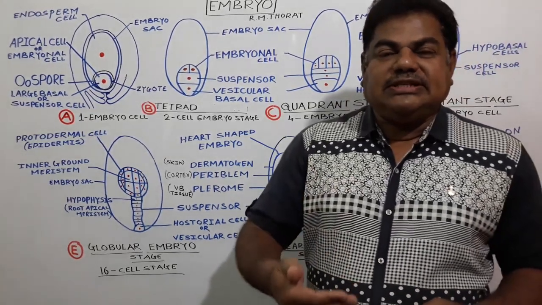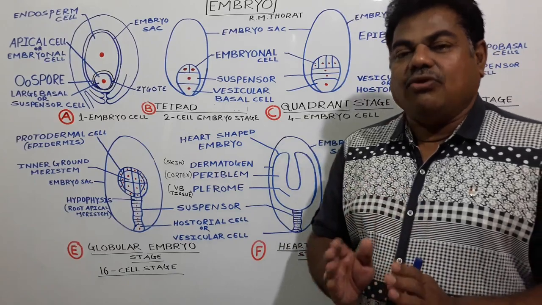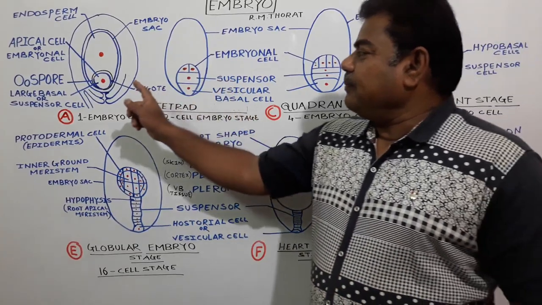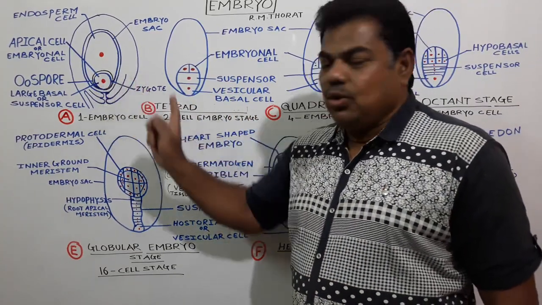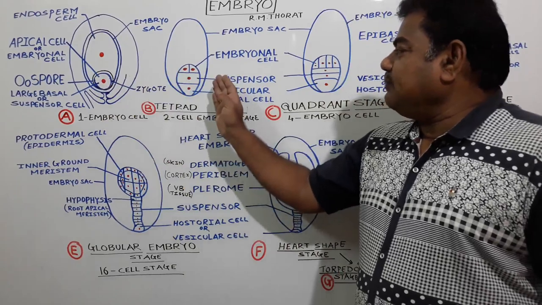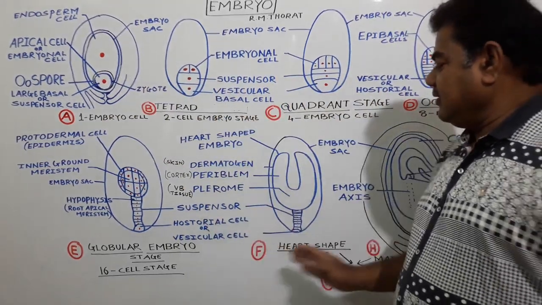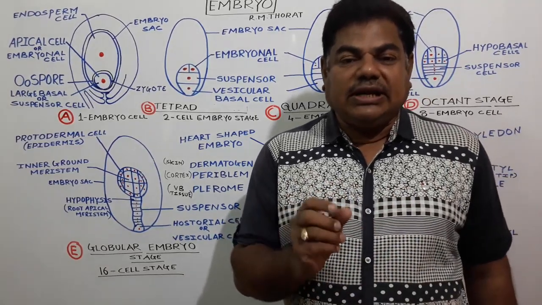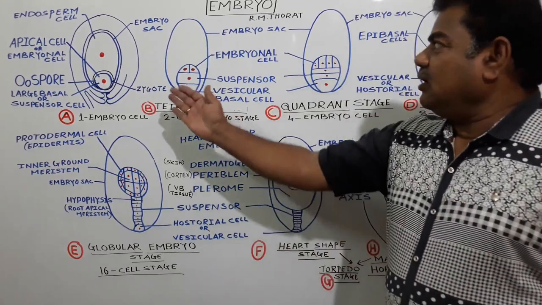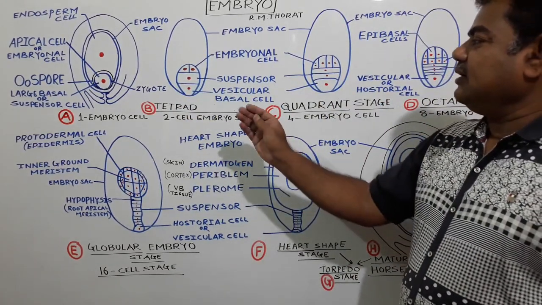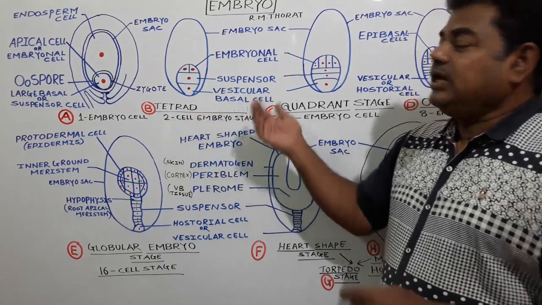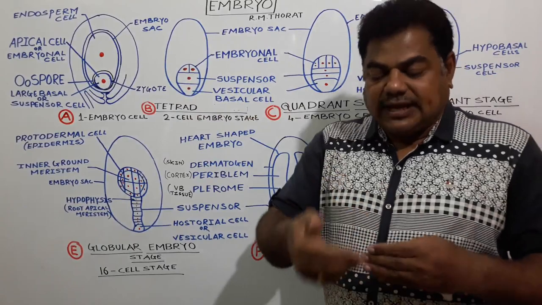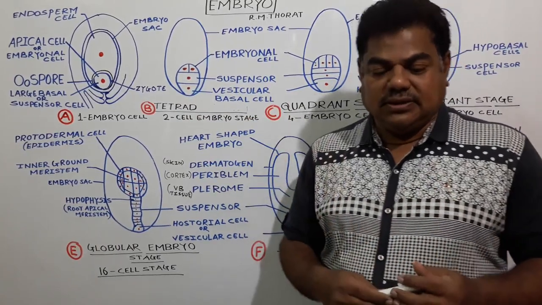Embryogeny or embryogenesis means formation of the embryo from the zygote by mitotic cell division. We call it embryogenesis or embryogeny. On this board we will see the details of how embryo formation takes place in a monocot as well as in a dicot plant.